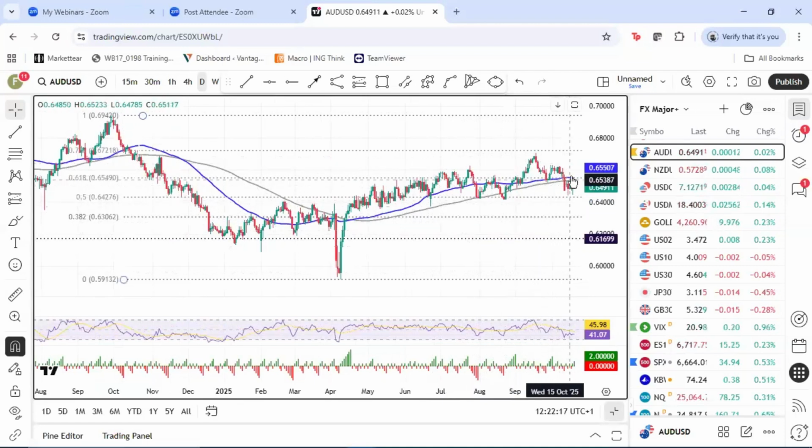Otherwise, just topside. Sorry, if we do break the 50-day moving average, and that sort of 61.8 retrace at 65.49, then we've got 65.50, and then that recent high around, where are we? 67.07.